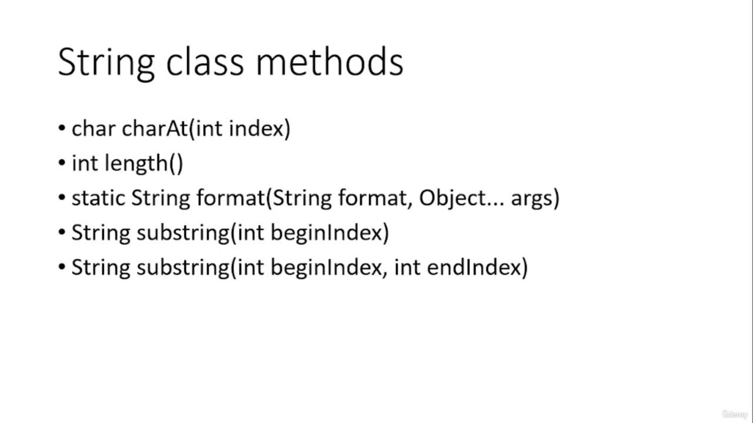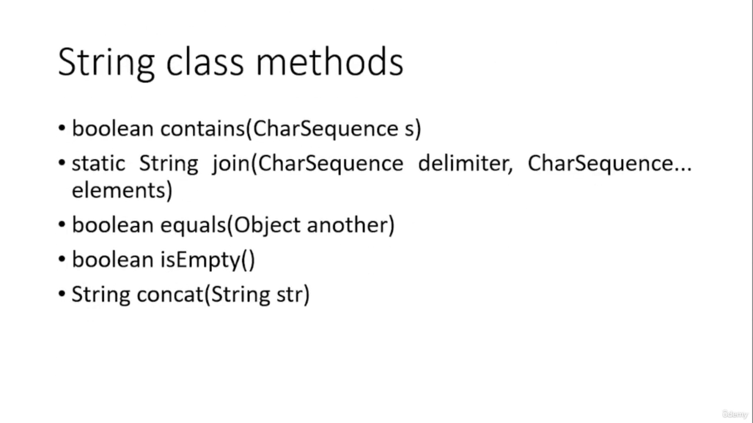And next method is substring with a single parameter. Substring with a single parameter will extract the string from that particular position until the end of the string. The next method is substring with two parameters. Here you can see there are two parameters, so it will extract from the first parameter until the second parameter.